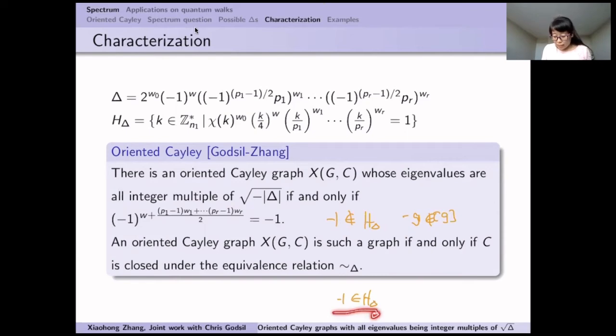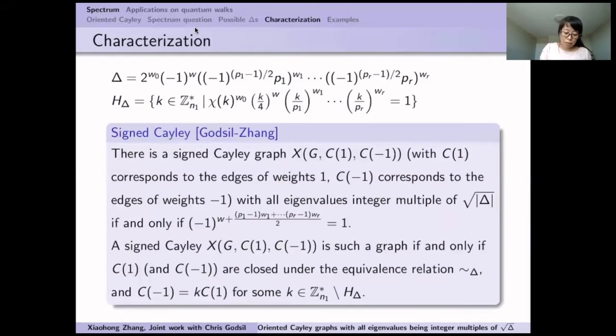While for this case, the negative is in its own equivalence class. So we will have some small Cayley graphs. Because of the index 2, the equivalence class will break into 2 pieces. So there is a parallel result. In this case, we have a signed Cayley graph.